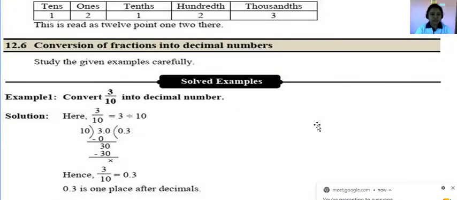So yes, today we'll be talking about the conversion of fractions into decimals and decimals into fractions. We'll be learning the formula, and we have already done this in class 4 or 5, so it will not be that hard. Let's try example number 1 and learn how we can convert a fraction into a decimal.